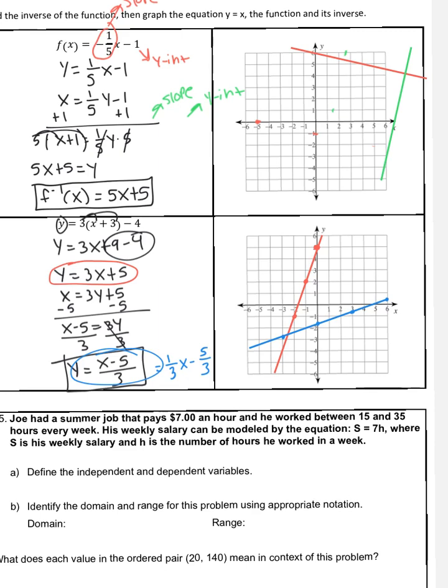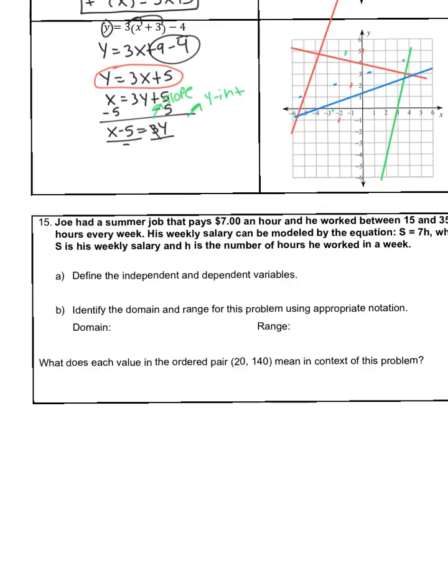Okay, if I draw the line of reflection through that one, I'm right here, and it's splitting my graph in two, so I know that I've got inverses. All right, this is our last problem, a word problem. It's looking at the domain and range, maximum, minimum, and then the independent and dependent variables.